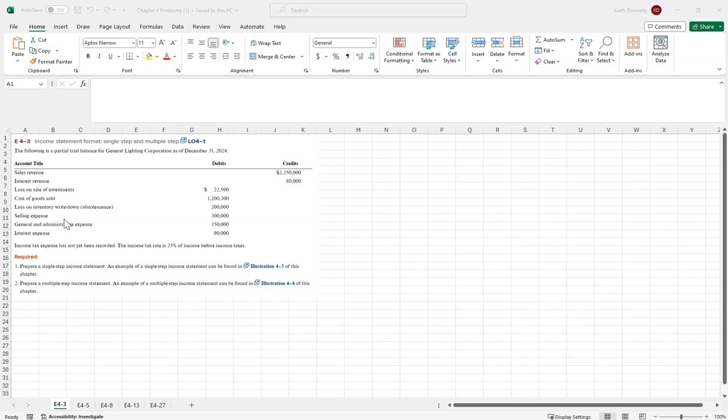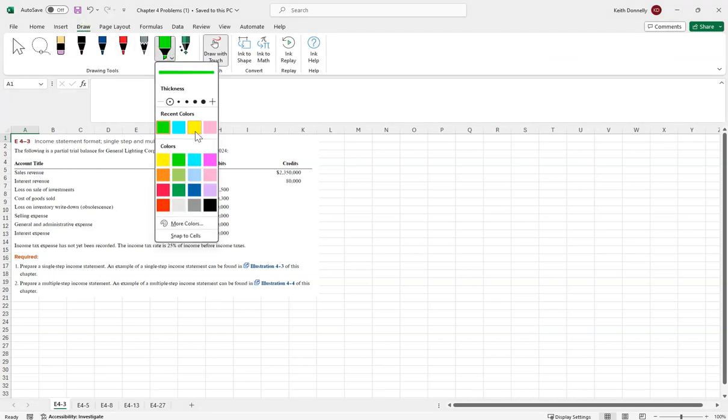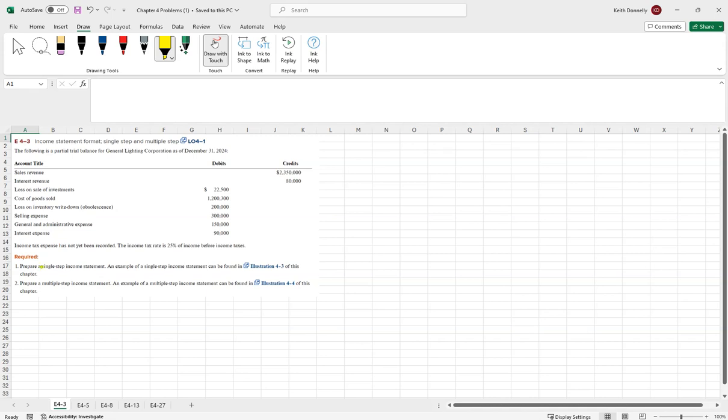First one, they're giving us some information. They're saying the following is a partial trial balance for this company as of the end of the year. They want us to prepare a single step income statement. Let me just make that yellow. And then they want us to do a multi-step income statement. We're just going to do one here because in the next problem, we're going to do a multi-step with it.